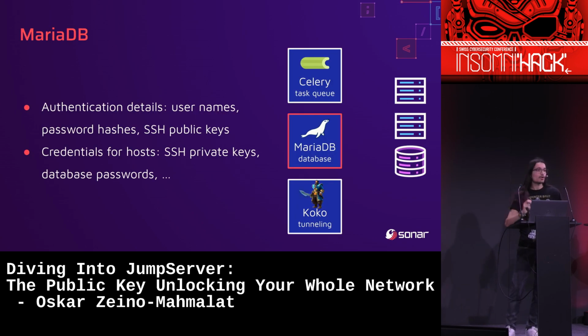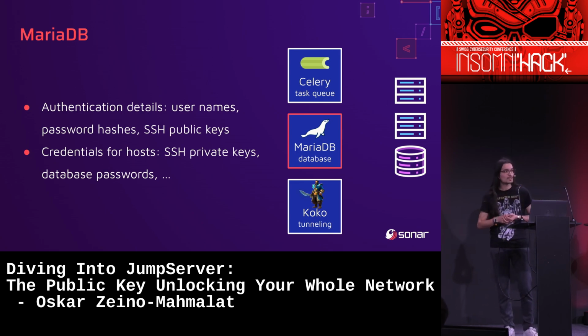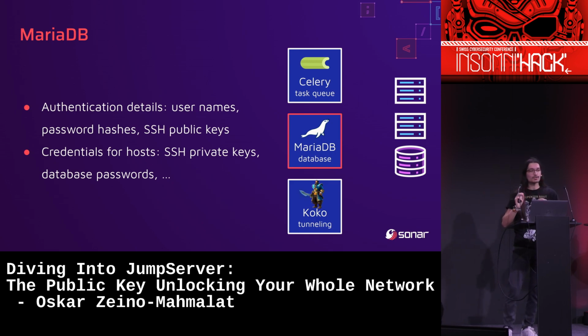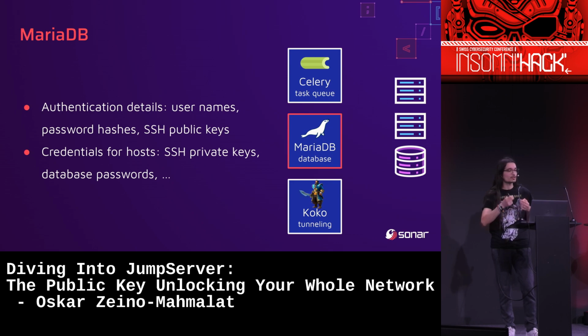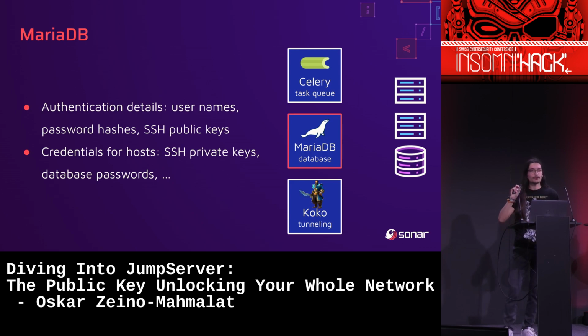In the database, all this stuff is stored. So you have usernames, password hashes, or SSH public keys, which are authorized if people want to use SSH to authenticate to JumpServer. But it also stores credentials for all hosts in the internal network. So you store SSH private keys in there, database passwords and stuff like that, so the JumpServer can connect to these internal services and proxy everything for the user. So very juicy information in here.